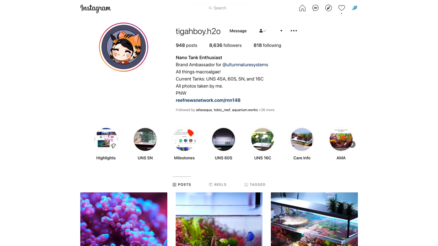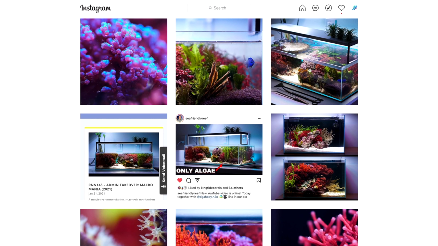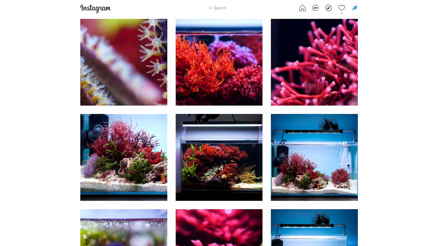Tank type number 8 is a macroalgae tank. When we're talking about macroalgae, we're talking about seaweeds. By the way, I'm gonna use a few pictures here from an Instagram account known as Tiger Boy. Tiger Boy has some of the most stunning macroalgae tanks I've ever seen.